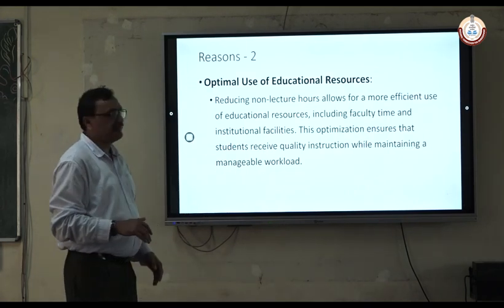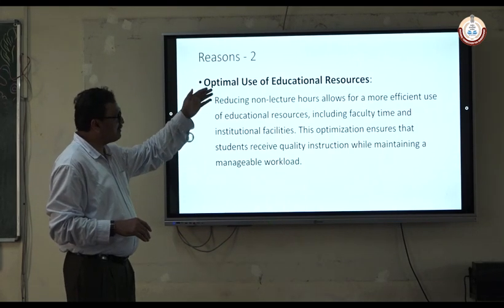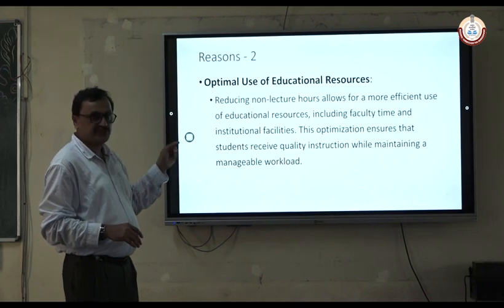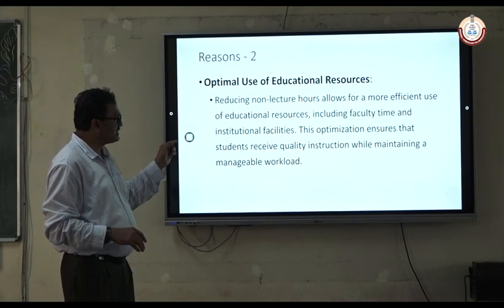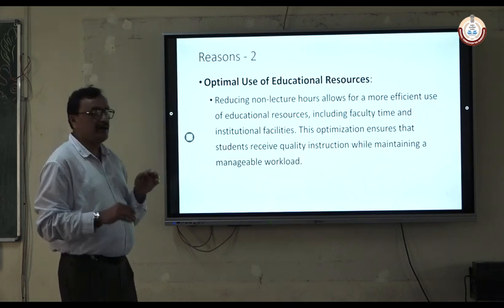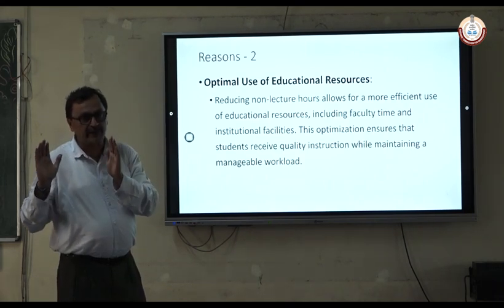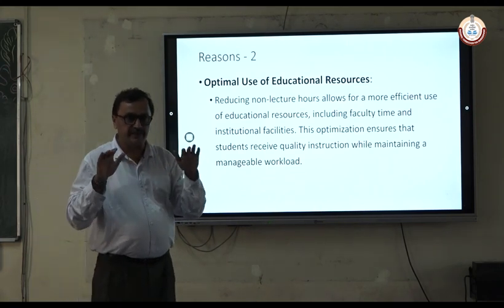Second, optimal use of educational resources. Reducing non-lecture hours allows more efficient use of educational resources, including faculty time and institutional facilities. This optimization ensures that the students receive quality instruction while maintaining a manageable workload. So the amount of workload is very much reduced.